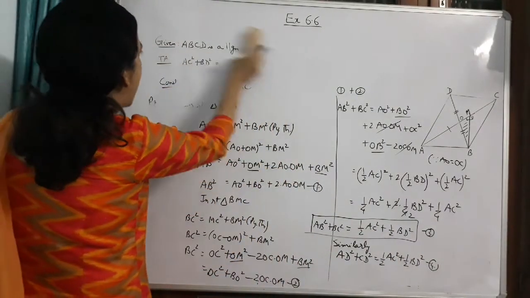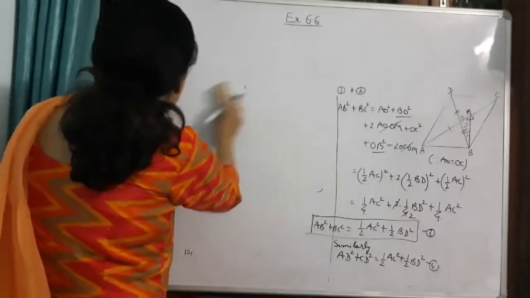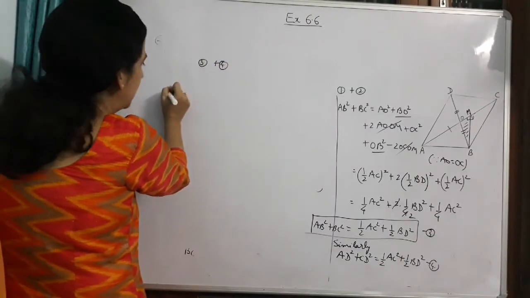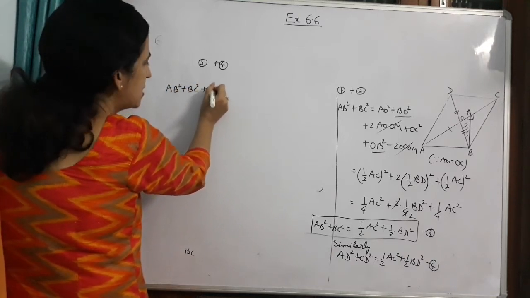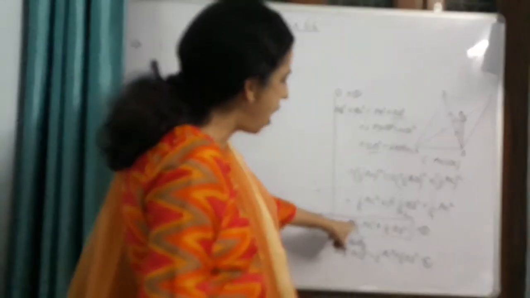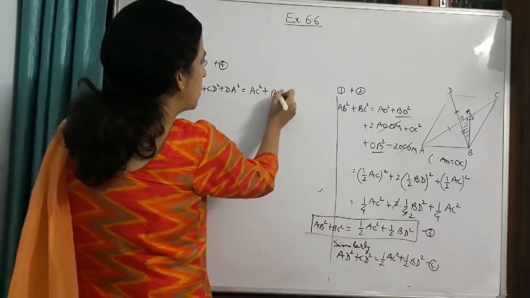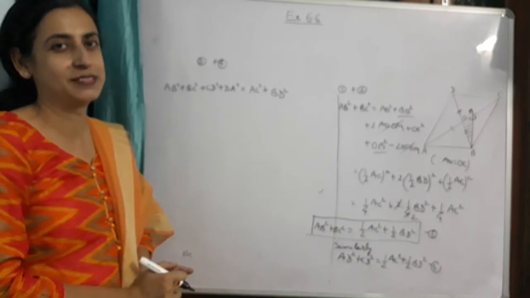We will simply add the two equations and we will obtain the result. So let us add these two equations, equation 3 plus equation 4. So we obtain AB square plus BC square plus CD square plus DA square is equal to half AC square plus half AC square, which becomes AC square, and half BD square plus half BD square becomes BD square. And this is what we had to prove.